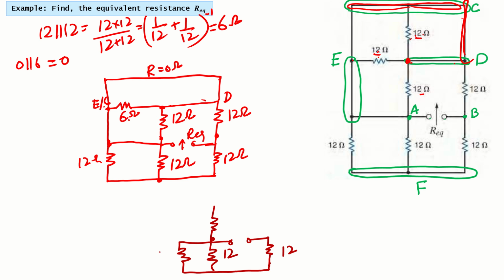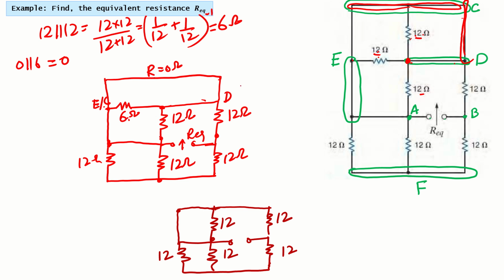12, 12, 12, 12, and we have this 12 here. So this was the same point, right? D. And now 6 and this one, this will become 0. So basically 0 means simple short circuit, right? So this will become short circuit. Okay, so that will be our next circuit, after this one.